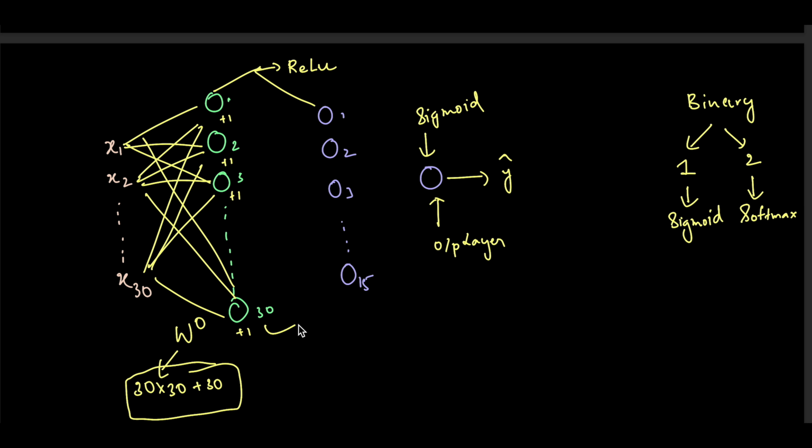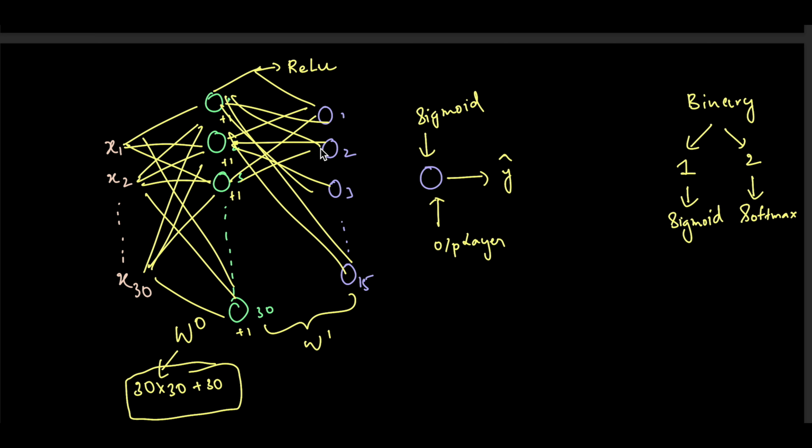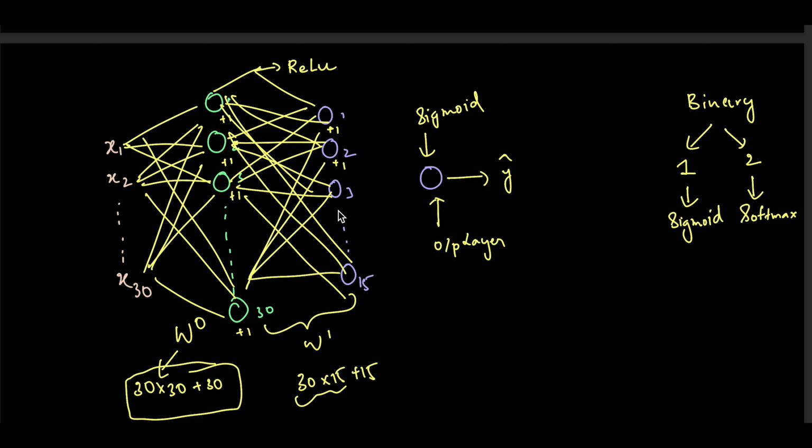And similarly, what will be the total number of parameters in W1? Please comment your answer in the comment section before I say the answer. Pause it and try to comment your answer. So it will be 30 into 15 plus 15, whereas these 30 into 15 are the weights on these connections, and these 15 are the bias terms for each of these neurons. Like that, we'll be getting the total number of parameters in W1.